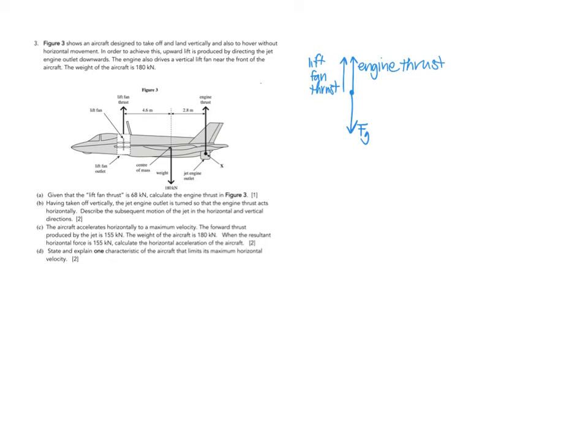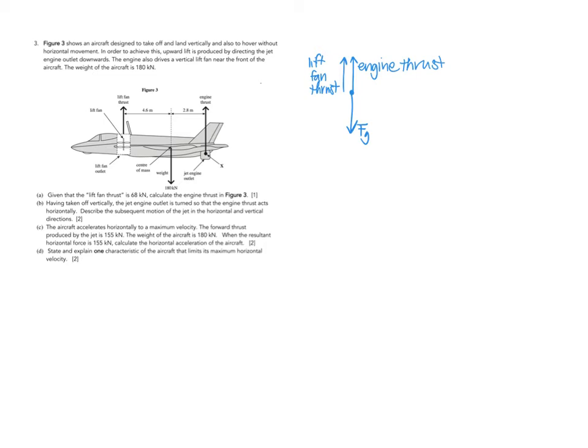Now it says given that the lift fan thrust is 68 kilonewtons, calculate the engine thrust in figure 3. Well, let's say that it is just hovering above the ground at the moment. That would mean that there is no acceleration up or down. Remember, that doesn't necessarily mean it's on the ground. In fact, I haven't drawn a normal force here.